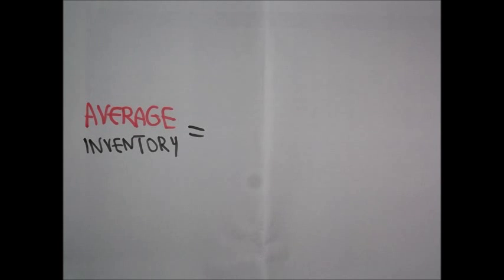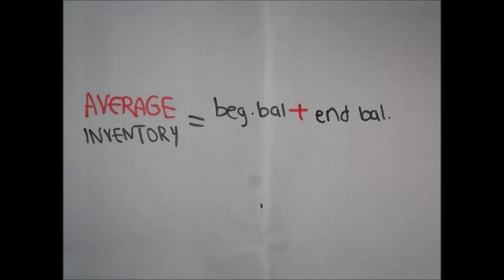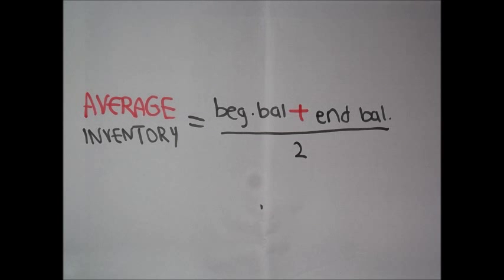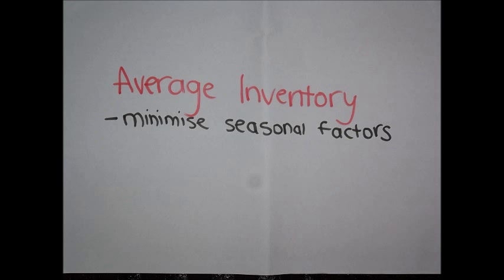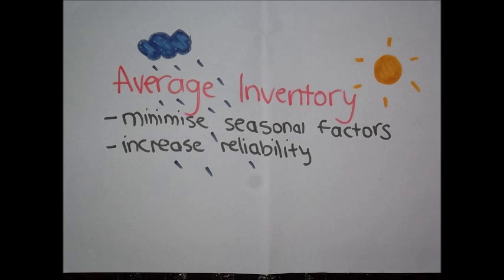The average inventory is calculated by adding the beginning and ending inventory balances and then dividing by 2. We use the average inventory figure to minimize seasonal factors and improve the reliability of the formula.